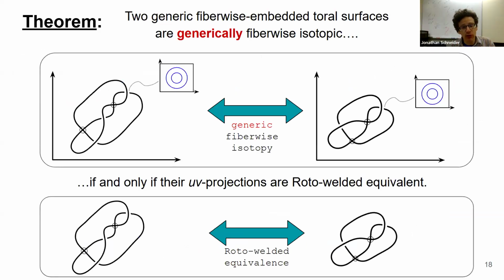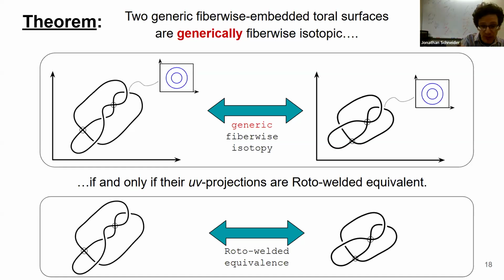So we built this diagrammatic theory specifically to reflect the behavior of these generic motions of fiberwise embedded tori, what we call generic fiberwise isotopy of these toral surfaces. That gives us this correspondence. 2 generic fiberwise embedded toral surfaces: if they are generically fiberwise isotopic, then their UV projections, their shadows in the XY plane, as knot diagrams, are roto-welded equivalent through Reidemeister moves. That pretty much follows from the definition.